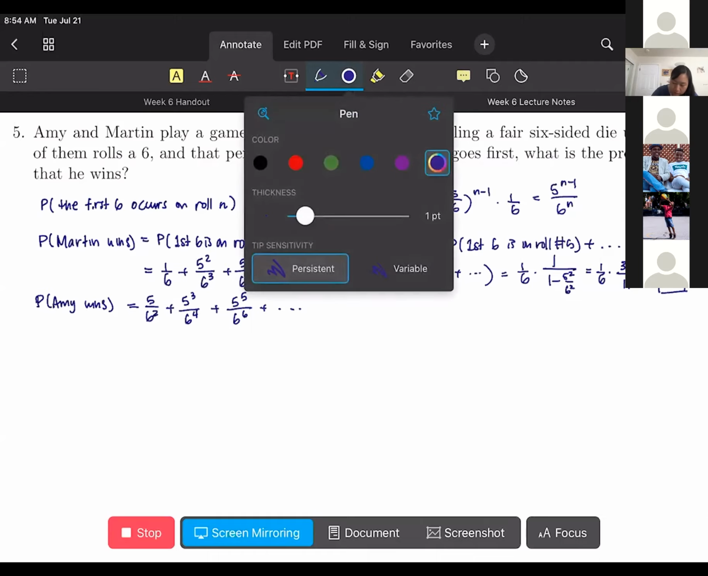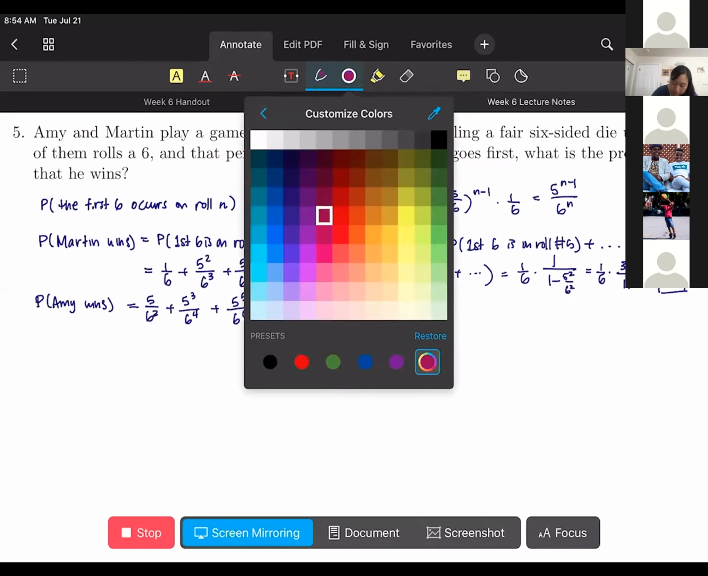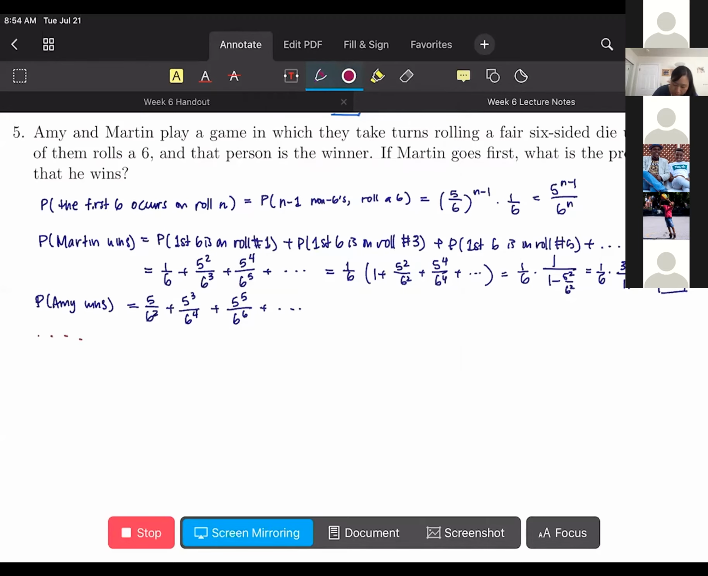Another way we could do this, I'll use a different color. Another way we could have done this is similar to the previous problem. We could have noticed that every term here, if you multiply this term on the top row by 5/6, then we get this term on the bottom row. So what that means is 5/6 times the probability that Martin wins equals the probability that Amy wins.